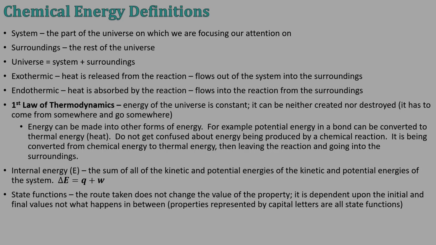So the first law of thermodynamics is basically that energy has to be conserved. It can't just disappear, and it can't come out of nowhere, so it has to flow from one place to another place. Internal energy, E, is the sum of all the kinetic and potential energies of a system. And it can be found by delta E is equal to the heat plus the work. We'll talk about that in a minute.